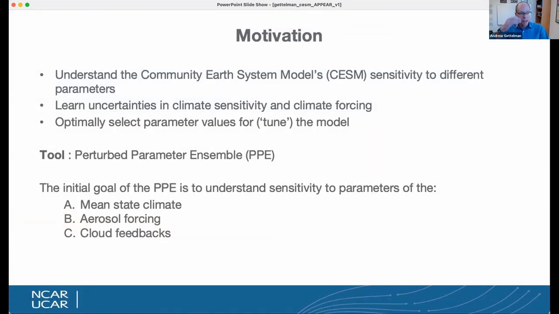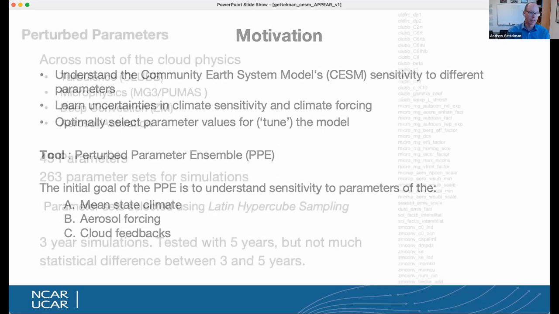The motivation, similar to others, is to understand the sensitivity of different parameters. We're also looking at both climate sensitivity and feedbacks, as well as climate forcing, and potentially to use this eventually for selecting parameter values for tuning a model. The initial goal is looking at mean state climate, aerosol forcing, and cloud feedbacks.